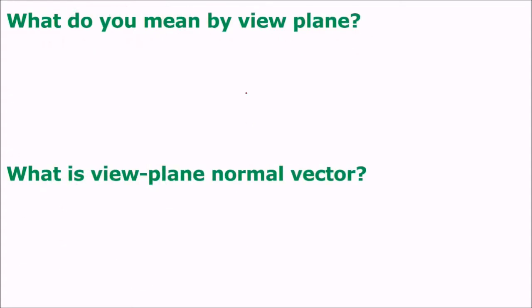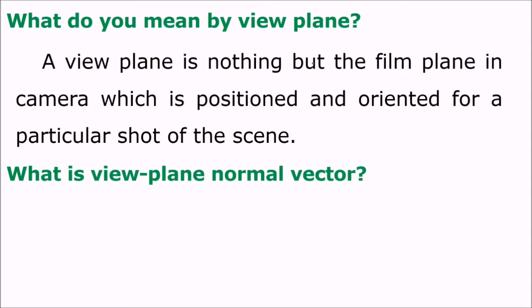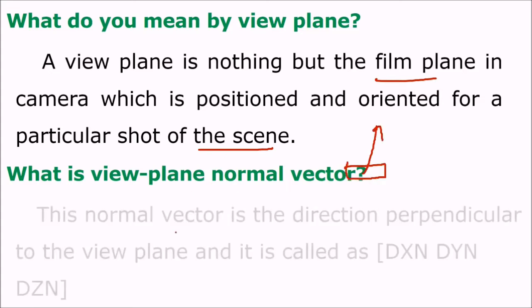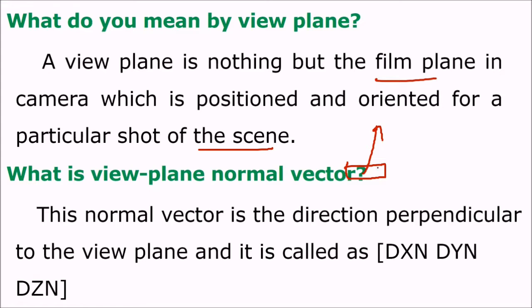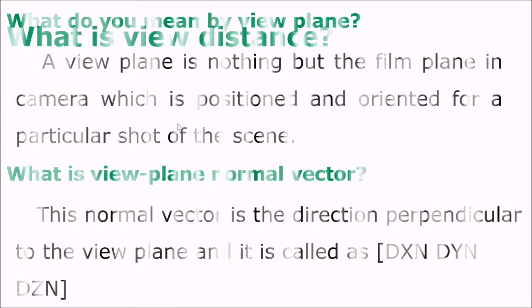What do you mean by a view plane? A view plane is nothing but the plane, a film plane in a camera, which is positioned and oriented for a particular shot of the scene. What is the view plane normal vector? The normal vector is the direction perpendicular to the view plane, which is given as dx, dy and dz.